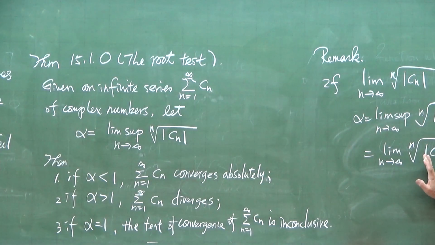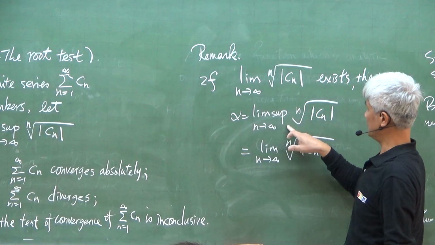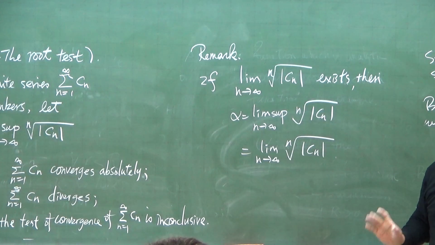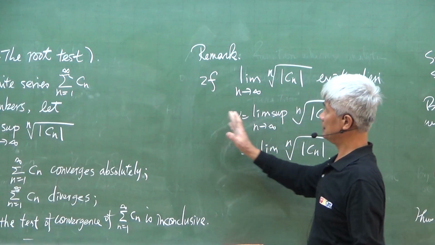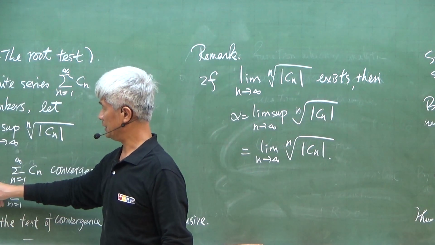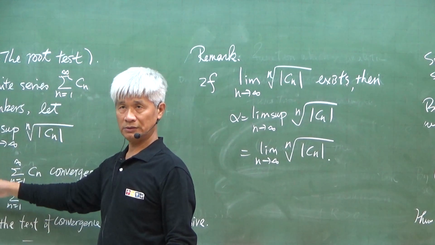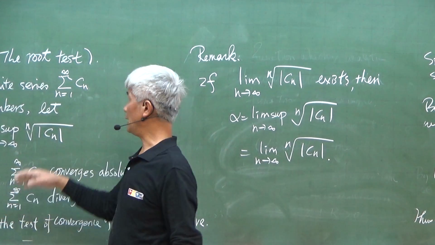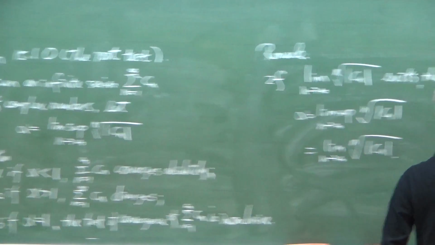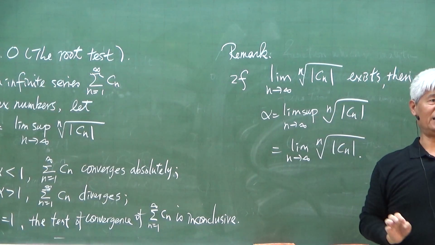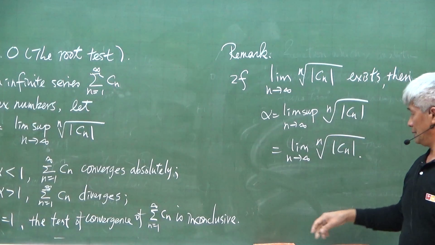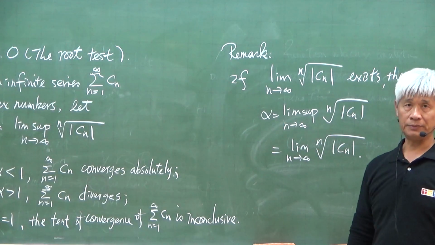So if you know the limit of this sequence, then the lim sup, of course, is equal to the limit. And then you can use the root test to make a conclusion about this infinite series. But in many situations, the limit does not exist. But you still can find a lim sup for that.